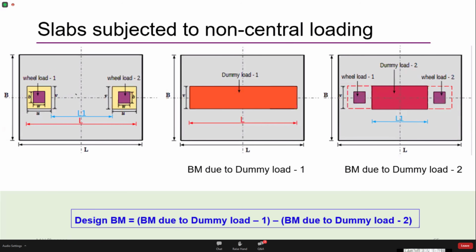So what I can do is simply subtract these. The design bending moment for these loading conditions can be calculated by subtracting dummy load 1 from dummy load 2. If I subtract this from this, whatever remains is the bending moment that is produced due to wheel load 1 and wheel load 2. So this is how we go about solving the problem for such type of loading.